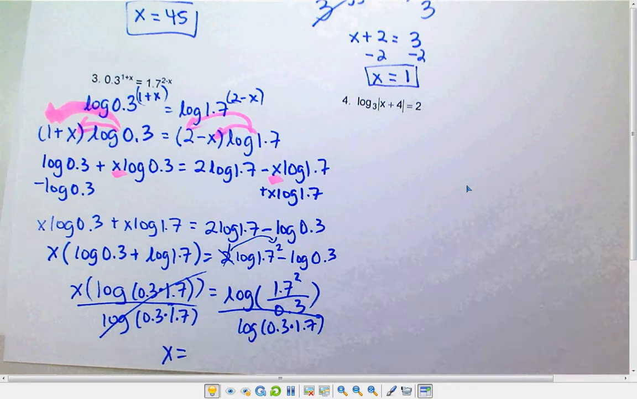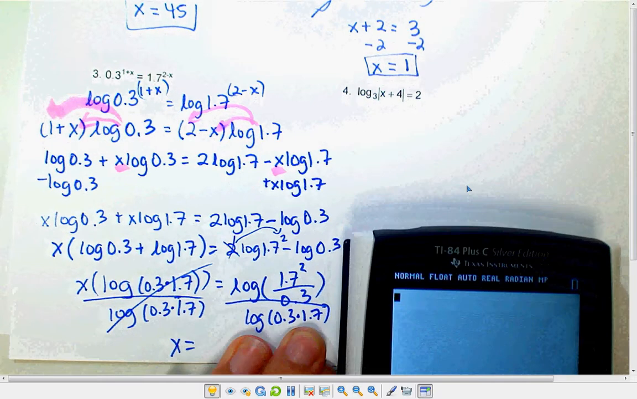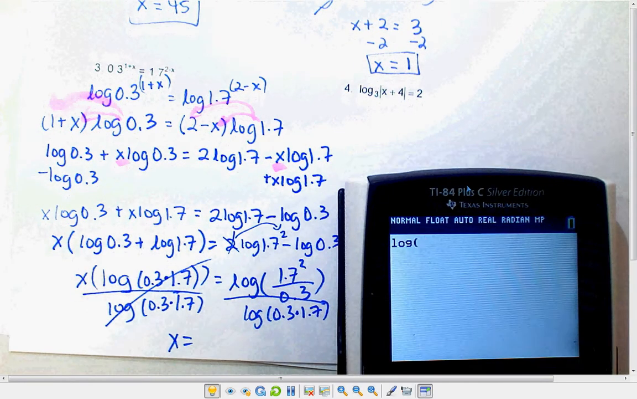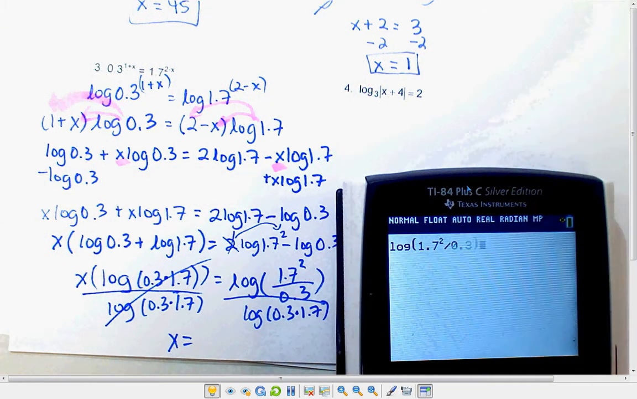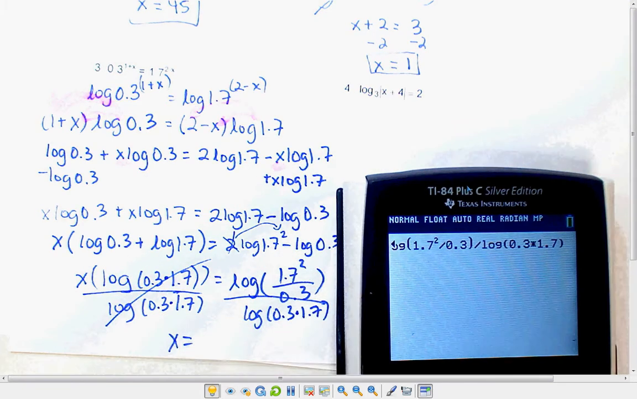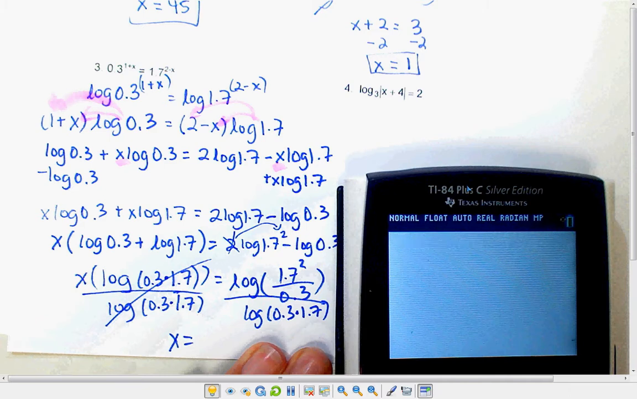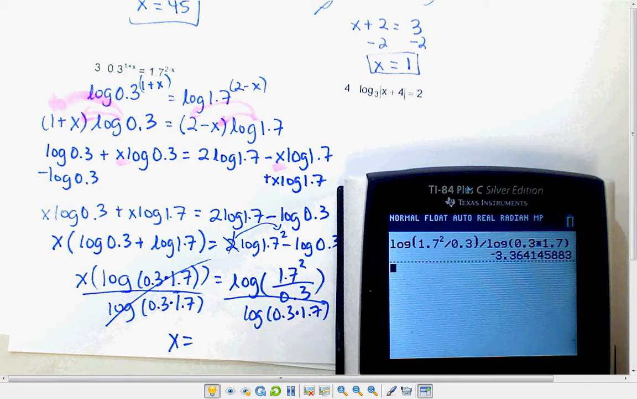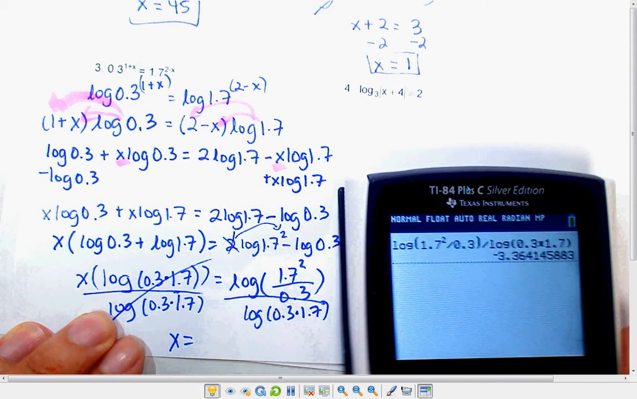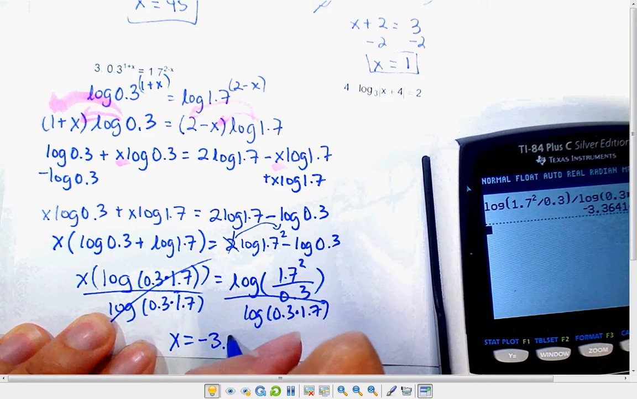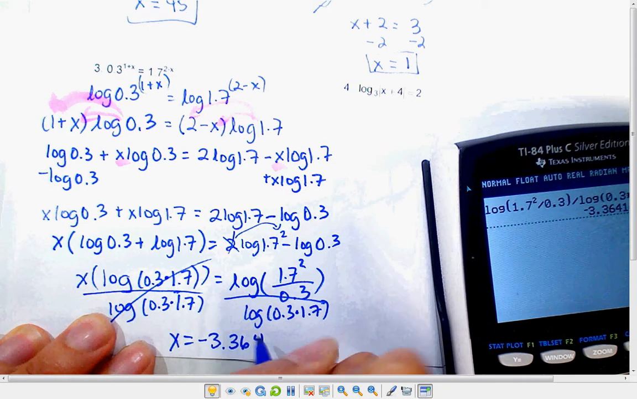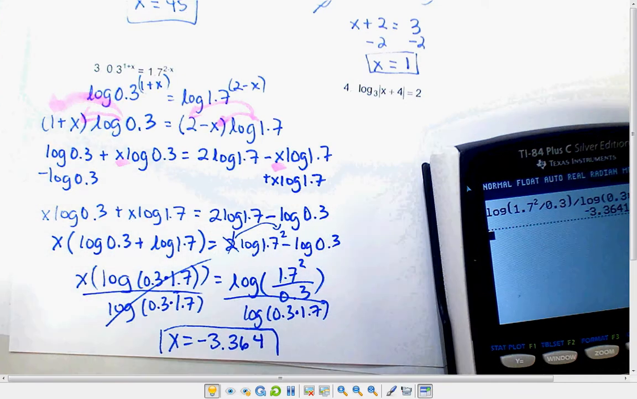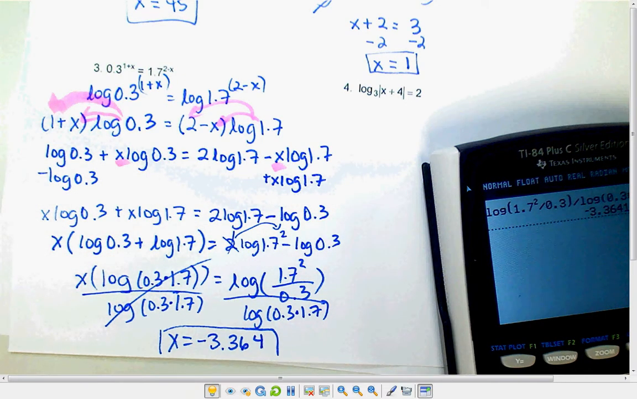So take out your calculator, and I'm going to type in log of 1.7 squared divided by 0.3. Close my log. Divide that, and then log of 0.3 times 1.7. And this is what's going to go inside my calculator. I press enter. It gives me my final answer, which in this case is negative 3.364. And that is it. So just like what we did yesterday.